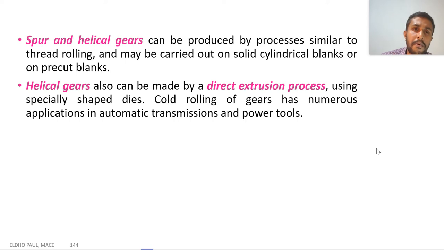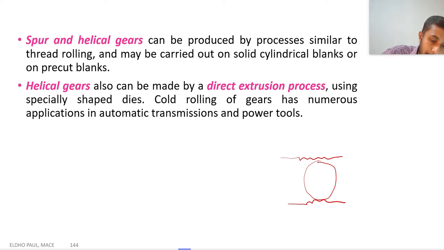And the same process can be applied for gear rolling also. In the case of gear rolling, in between the two dies, we keep a gear blank. We keep the gear blank, and then we rotate the gear blank in between the two dies, and thereby we create a pressing, and these dies press the blank and produce a gear in this area. So the spur and helical gear can be produced by this process similar to thread rolling, and may be carried out on a solid cylindrical blank or pre-cut blanks.